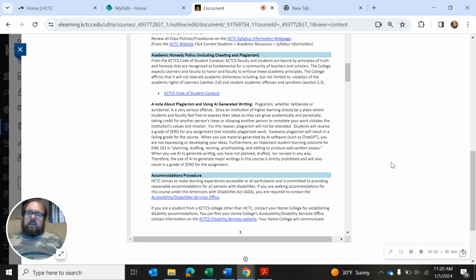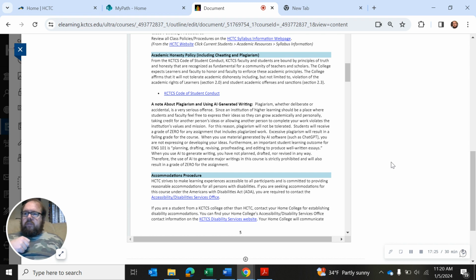When you use material generated by AI software such as ChatGPT, you are not expressing or developing your ideas. And that's the problem that I have with AI in this course. This course is to teach you to generate ideas, plan for writing, revise writing, right? An important learning outcome for the course is planning, drafting, revising, proofreading, and editing to produce well-written essays.